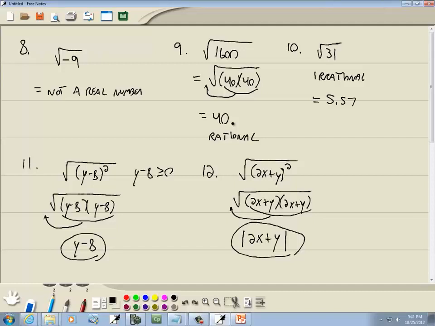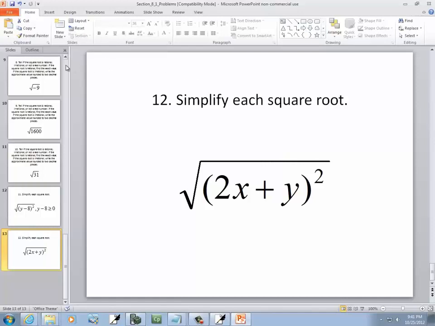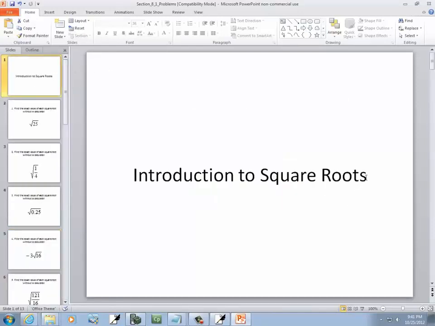Now you don't need to do that with numbers. Like this 40 up here, we know that's positive, so we're fine. And that's the end of that lesson. So let me save this.